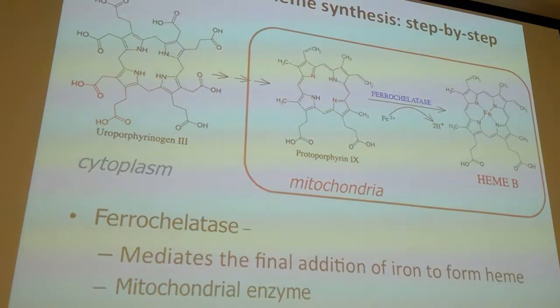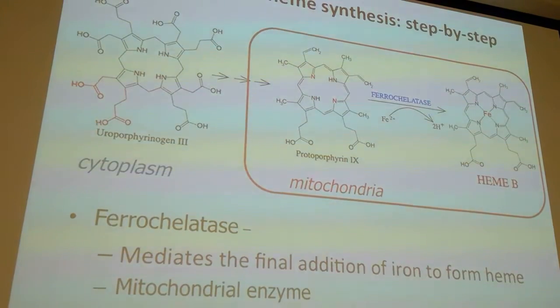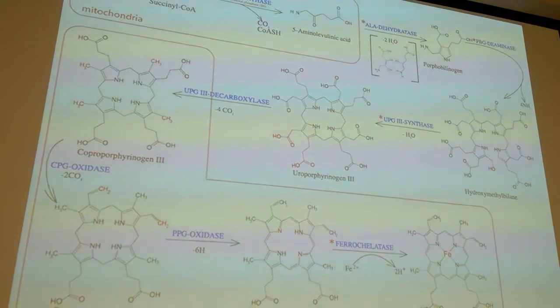So those 2 enzymes, the ALA dehydratase and this ferrochelatase, can be inhibited by lead, and this is important for lead poisoning and the anemia associated with lead poisoning. So this is the full reaction pathway. I didn't talk about all of these steps, and I tried to stress the important ones.